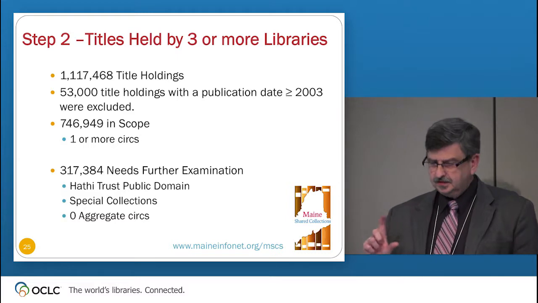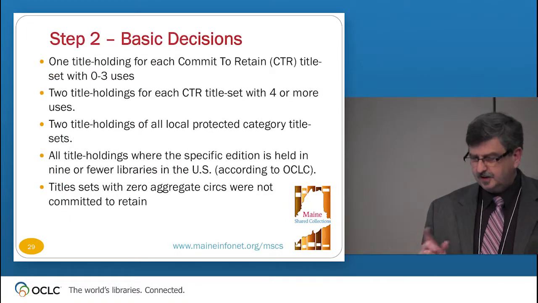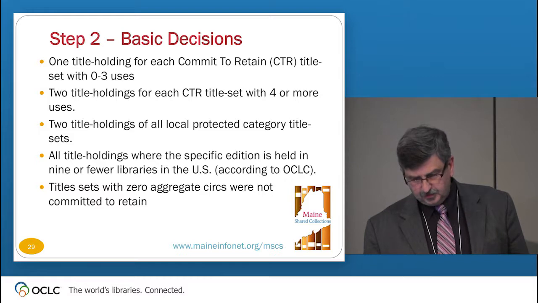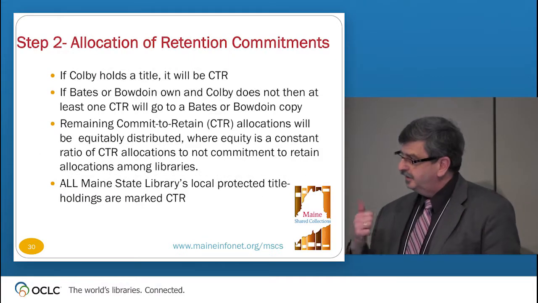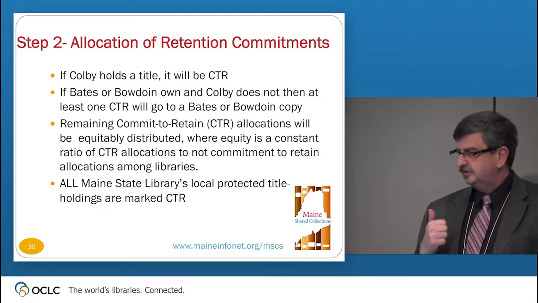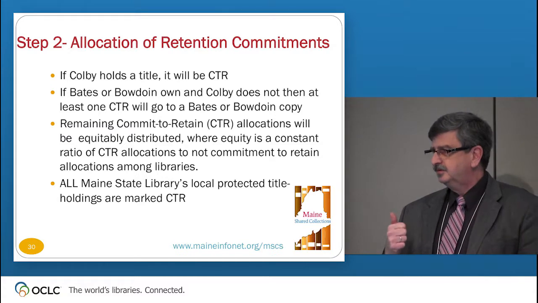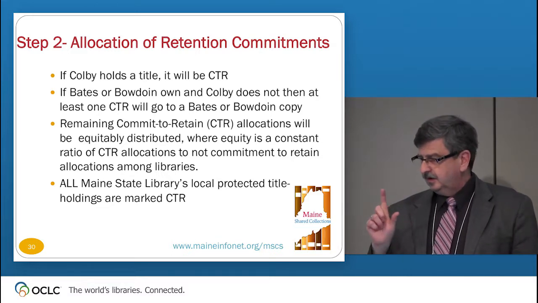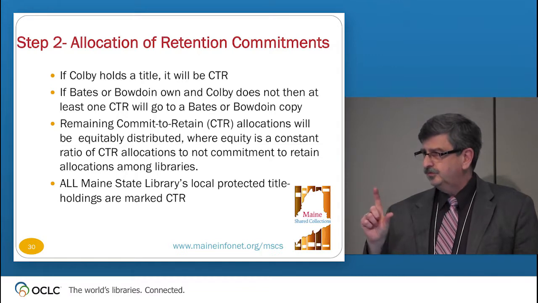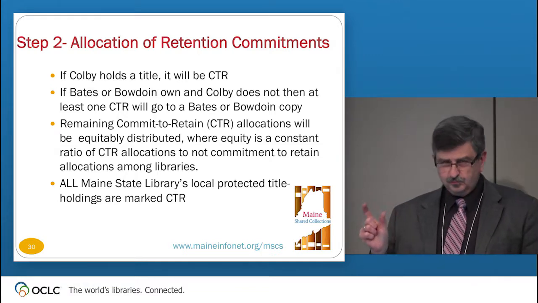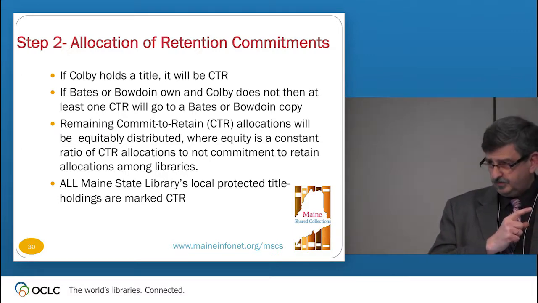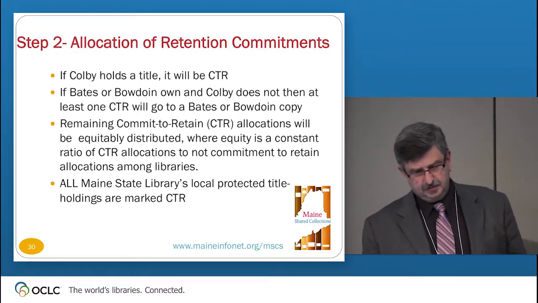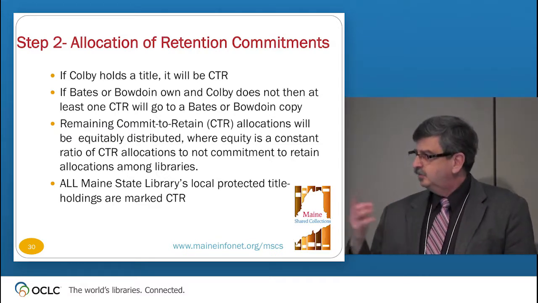So things that circulated between 0 and 3 times, we kept 1 copy. Things that were more than 4, we kept 2 copies. We kept, obviously, the local protected ones, but what's important here is how things were allocated. This is where the Colby Storage Facility came into play. If Colby holds a title, Colby kept it, because we had more space than any other library in Maine. Circulation rules also come into play if Bates or Bowdoin had a copy. Colby, Bates, and Bowdoin have year-long loan rules for faculty. We were not willing to give up our year-long loan rule for the University of Maine copy, where you could borrow it for 28 days. So that was really important to us, to keep the longer loaning period. And then the rest of the stuff was divided equally amongst the other partners.